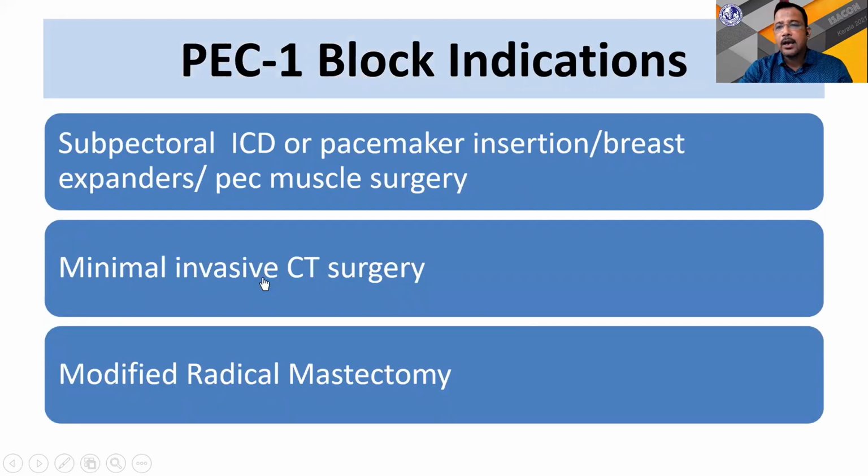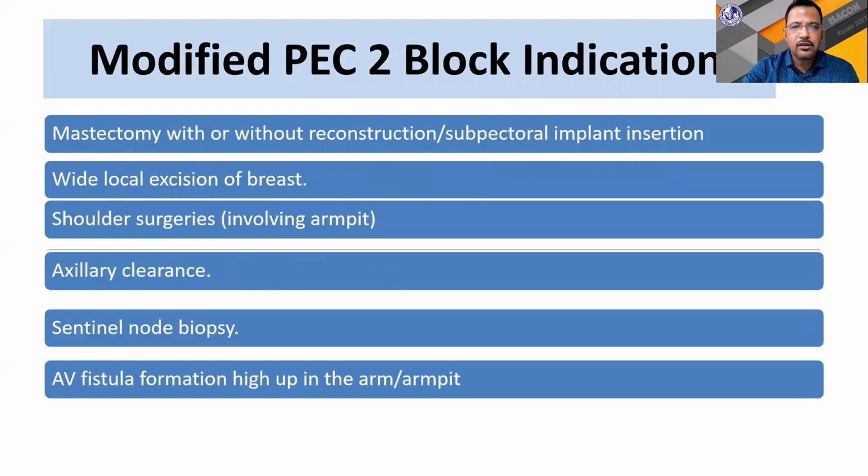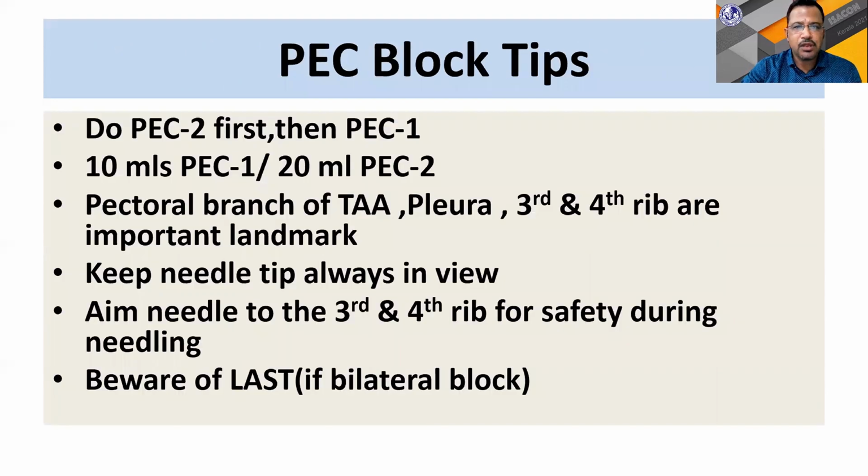It is for ICD or pacemaker insertion, for breast expanders, for pec muscle surgery, and as a part of, along with the pec 2 block in modified radical mastectomy. In modified pec 2 block, indications are mastectomy with or without reconstruction, wide local excision of the breast for axillary clearance, and for the sentinel node biopsy.